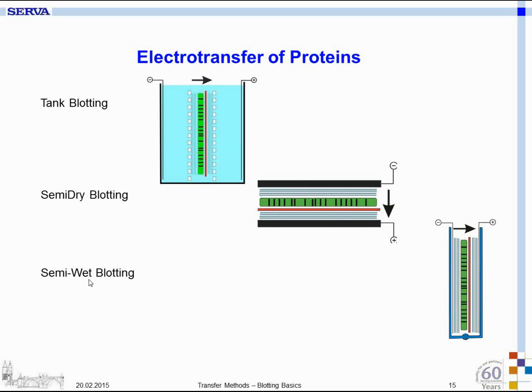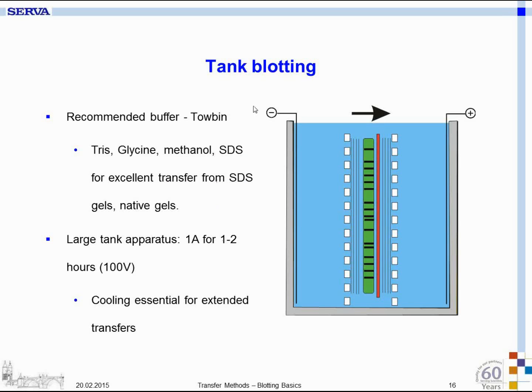There's a third approach, semi-wet blotting. Here you have the blotting sandwich in a closed cassette, and you introduce this closed cassette into a blotting buffer tank, the gel electrophoresis buffer tank. So there you have the possibility to remove the Joule heat in a heat sink, by having buffer or water in the tank. I will show you some more details in a moment.